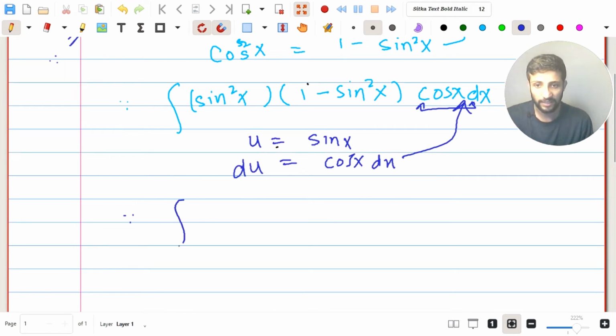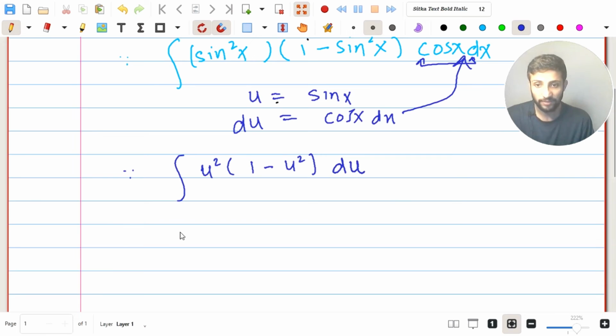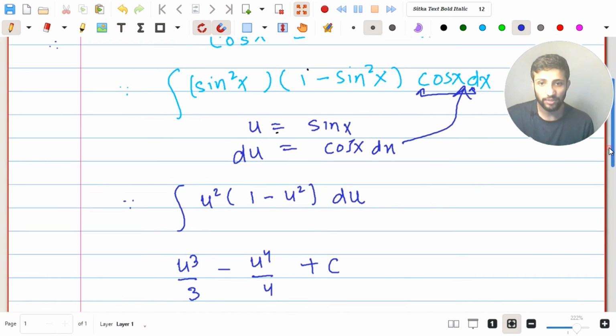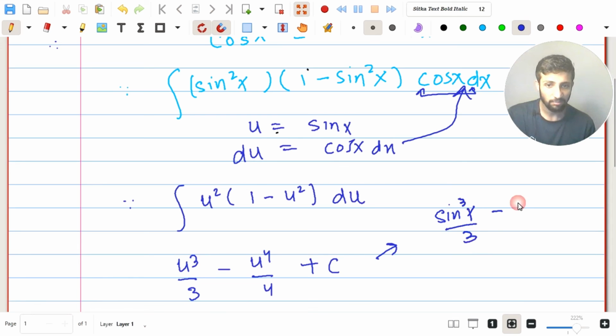We will get the integral of u square into 1 minus u square into du. So this is really simple. Now we will get u cube divided by 3 minus u to the 4 divided by 4 plus c. Now if we substitute our u, that is sin of x, we will get sin cube of x divided by 3 minus sin to the 4 of x divided by 4 plus c.